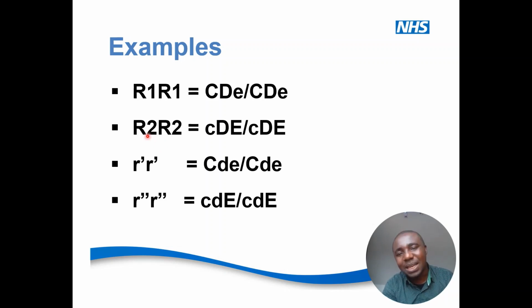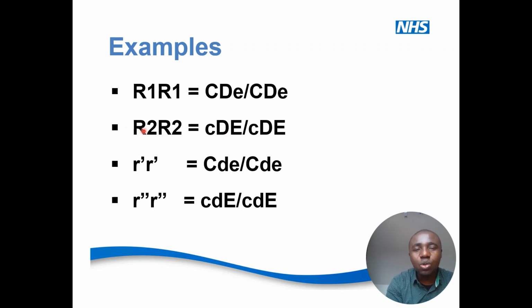Remember that 2 is big E. And because there's no 1 here, that means it's going to be small c. Does that make sense? But this is a capital R, that means there's D antigen. So you have little c because there's no 1, then capital D because this is big R, and then because there is 2, it is big E.